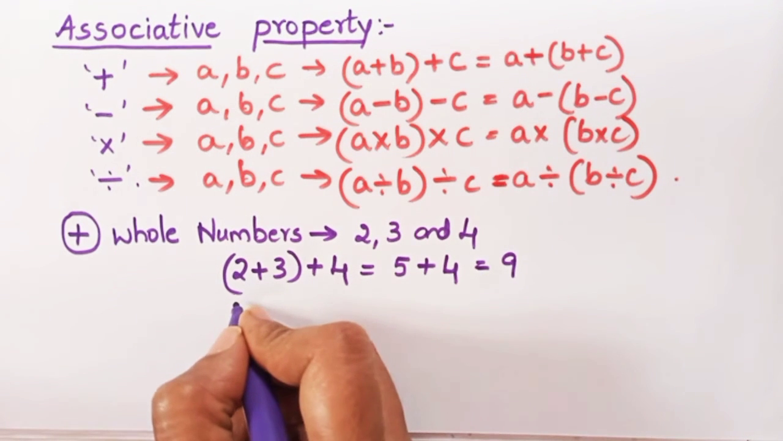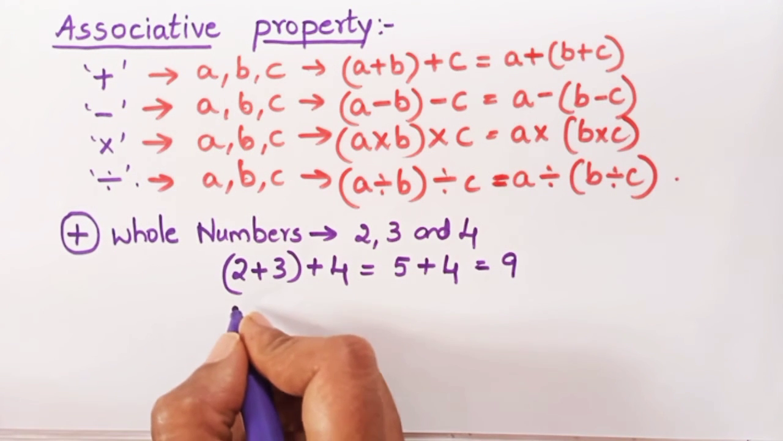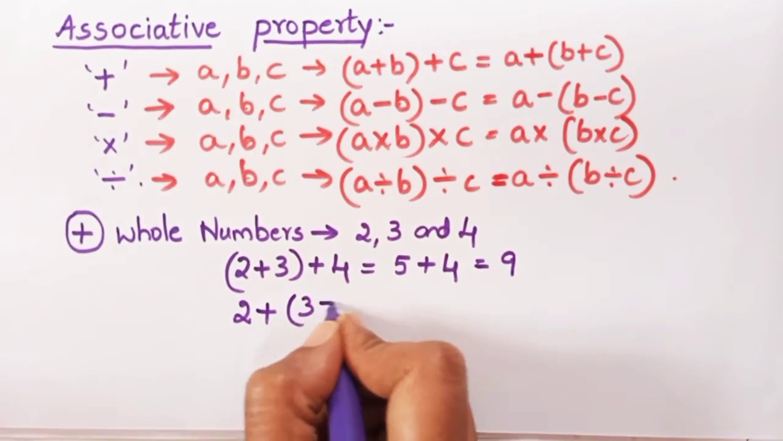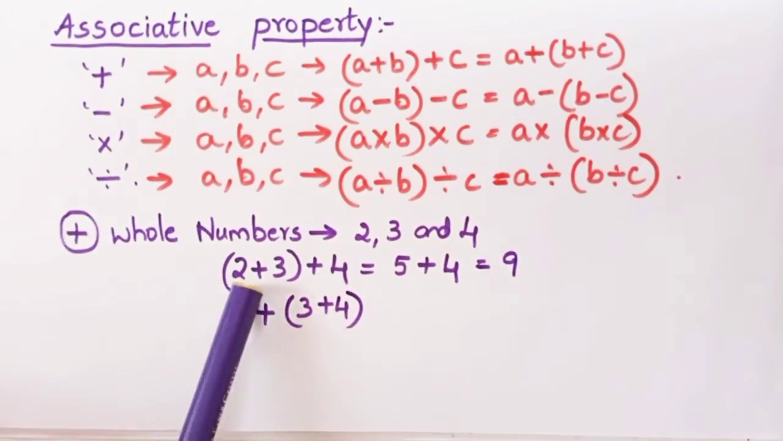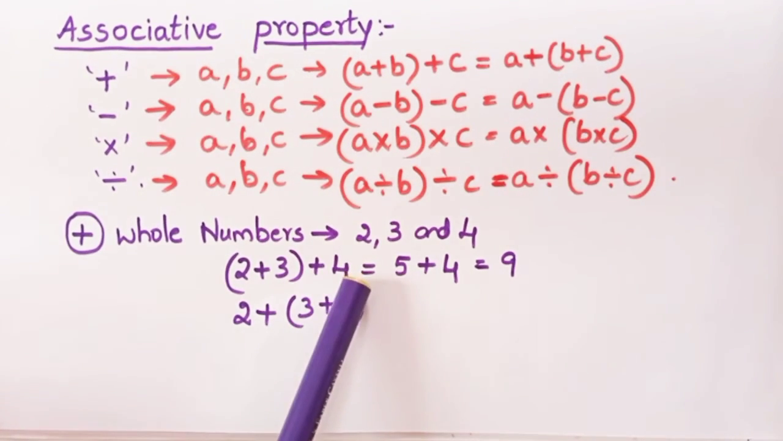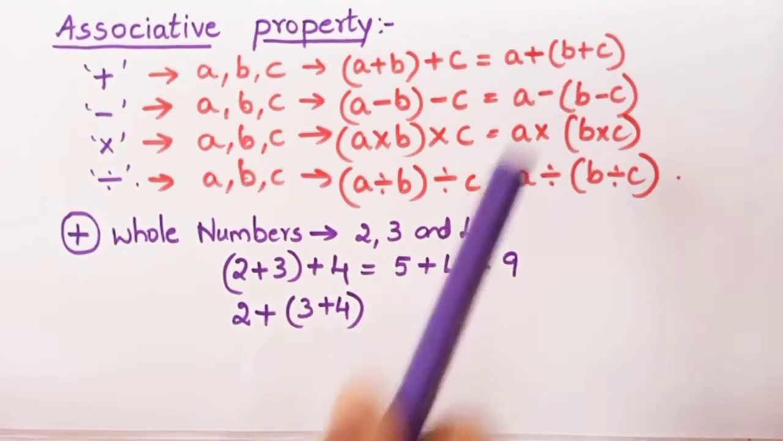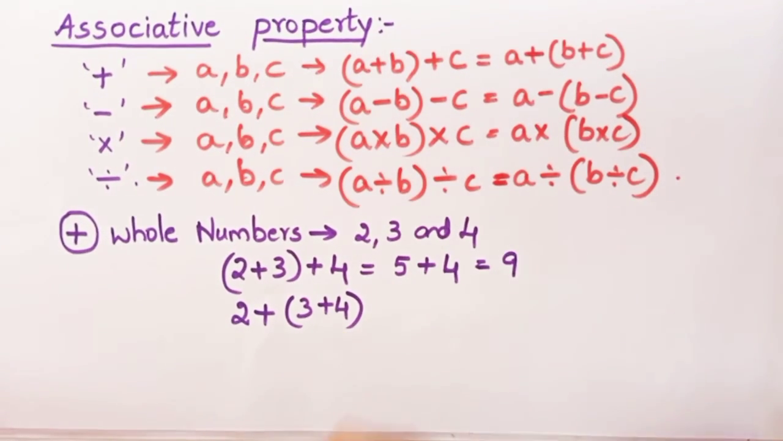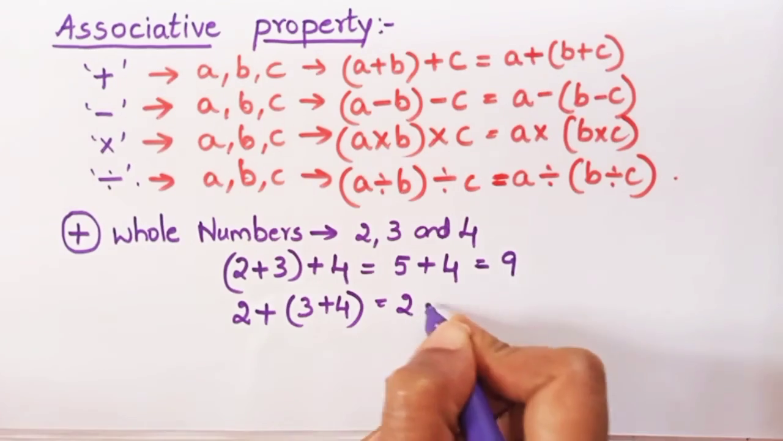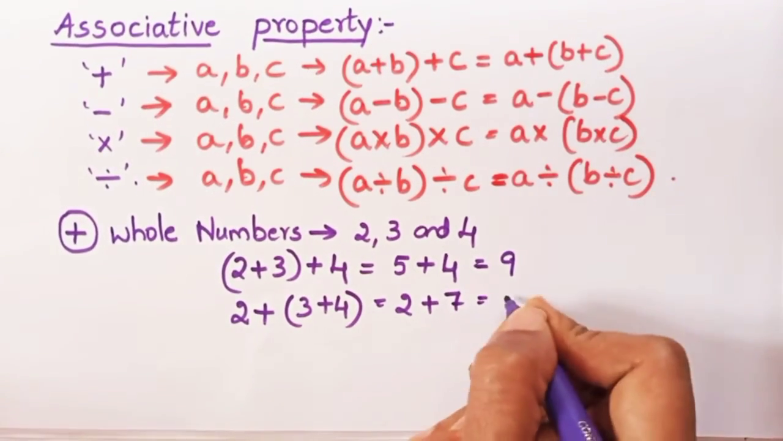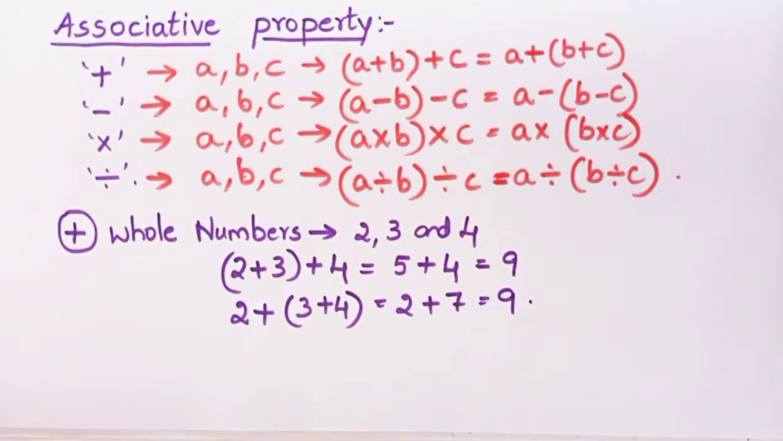Okay. Now secondly, I want to do this in this manner. 2 plus 3 plus 4. See here, A plus B plus C. Here it is A plus B plus C. This is my second case, isn't it? So now let me check. It will be 2 plus 3 plus 4 becomes 7. Then also my result is 9.